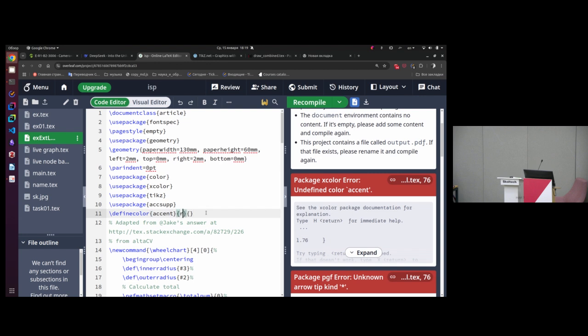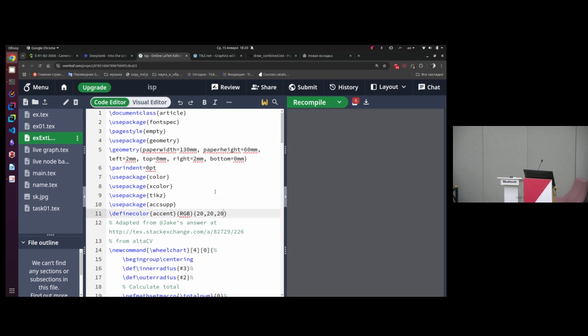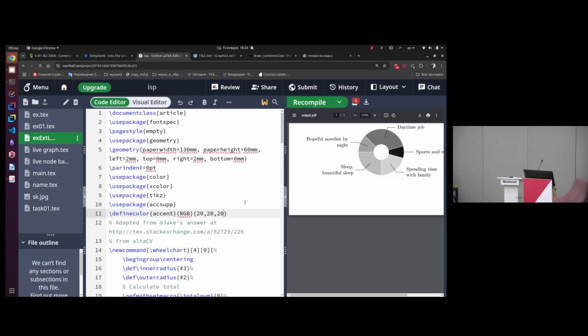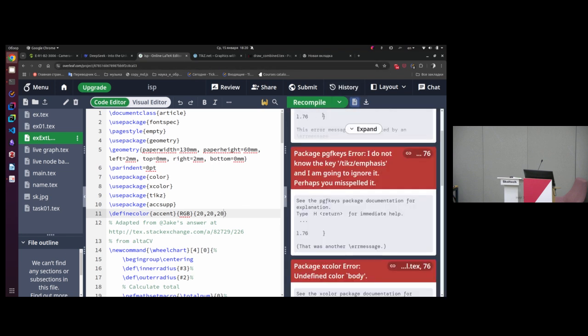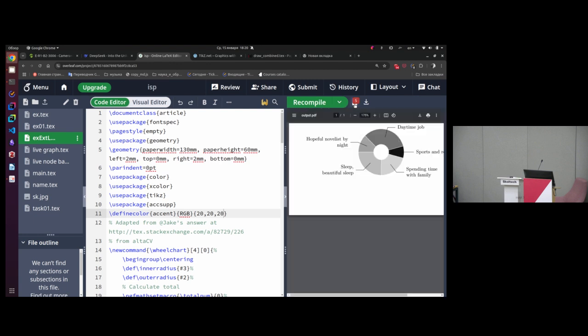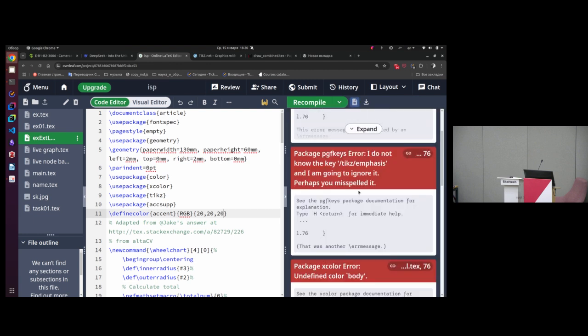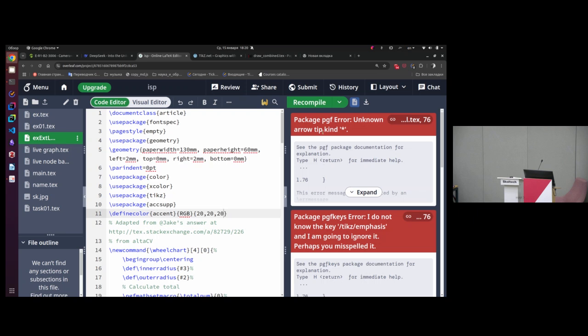And how to define it, I don't remember, but I think it's something like this, RGB. Okay, some color, we defined some color. I hope so. Yeah, and this is so, well, no, okay. It compiled, but still it has some errors. Let's see the errors. Well, unknown error type kind star. So I don't know what to do, let's just Google it.